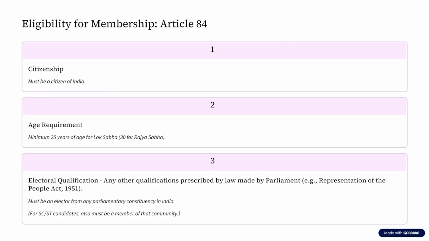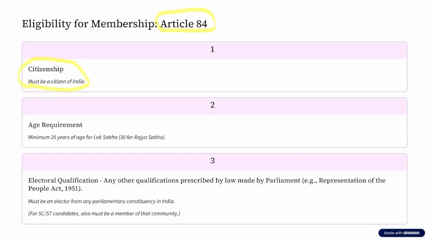Now, let us try to understand the eligibility for membership of Lok Sabha. Now, where is this eligibility given? It is given in Article 84 of the Constitution of India. Now, what is this eligibility number one? The eligibility number one is that the person who wants to contest in the Lok Sabha election has to be a citizen of India.